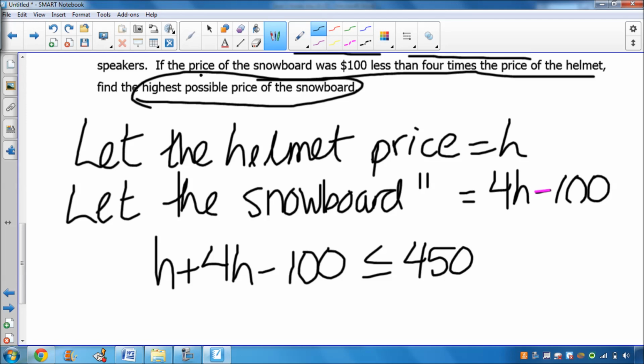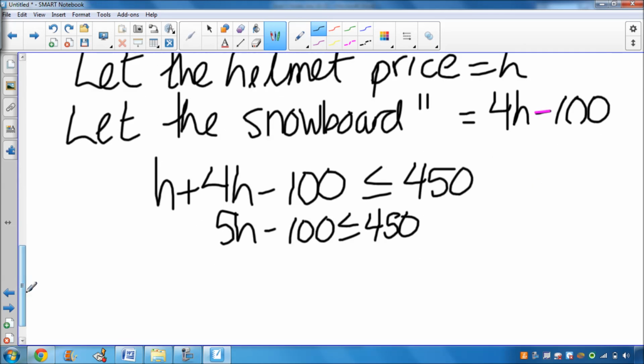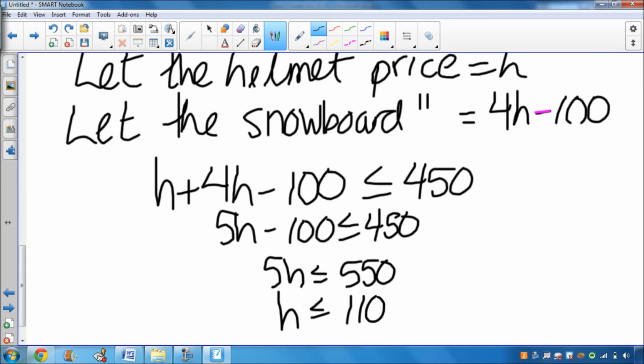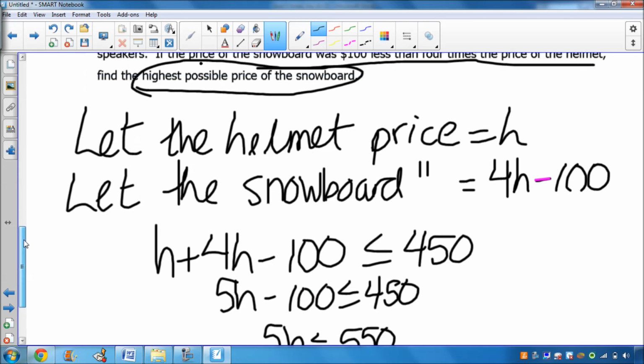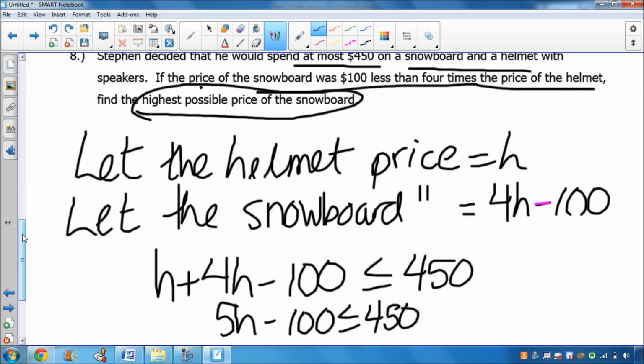Okay, then I would combine like terms, so I get 5h minus 100 is less than or equal to 450. So that means that 5h is less than or equal to 550, right? So that means that h is less than or equal to 110. Okay, so that's the price of the helmet. I'm going to say the helmet is $110.